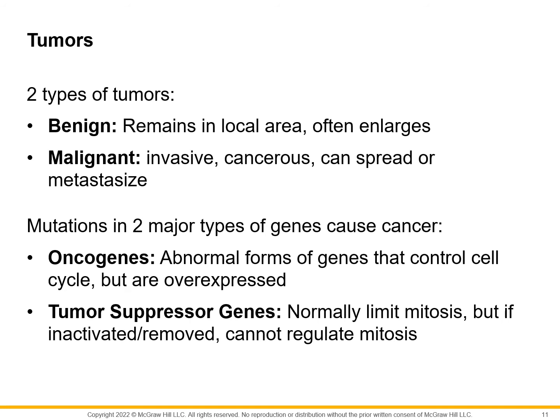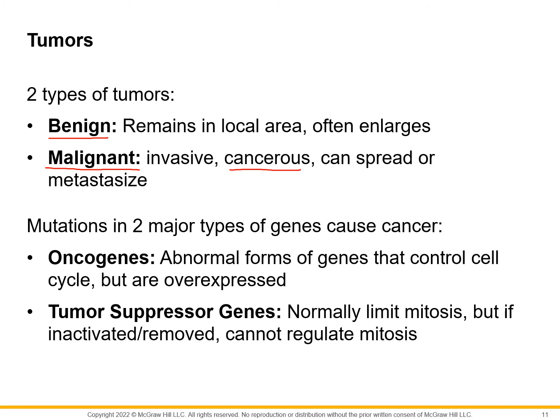Now, when we talk about tumors, we're not going to get really in depth in this. I want you to know the difference between benign and malignant. Benign tumors remain local. While they might enlarge, they are not considered life-threatening. Malignant, on the other hand, spread, which we call metastasize, and they are invasive. Both of them are cancerous, but these are true cancerous cells. These are the deadly ones, malignant.